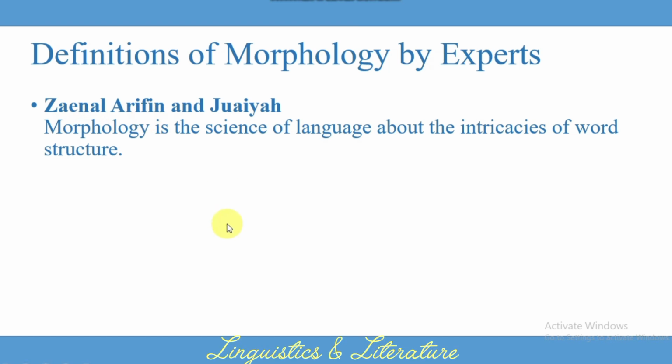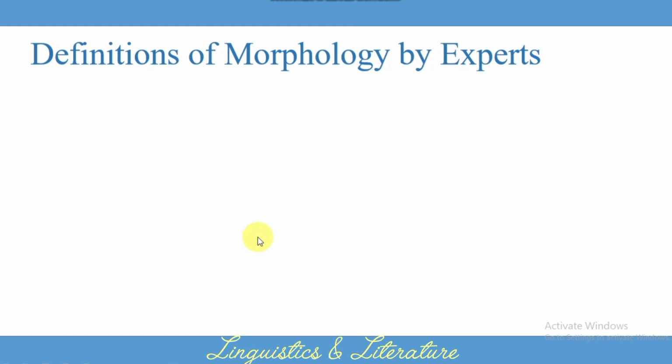Before starting the definitions, I would like to tell you about one thing. There are types of morphemes. For example, we have the first type, free and bound morphemes. Free means the morpheme that can stand alone. Okay, the bound morpheme cannot stand alone.